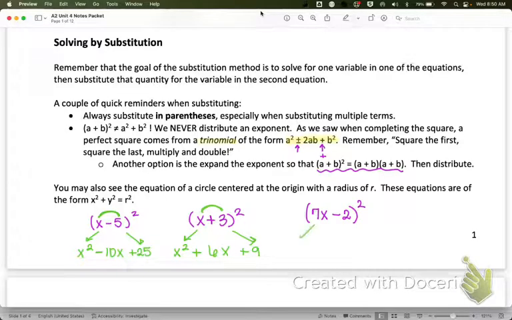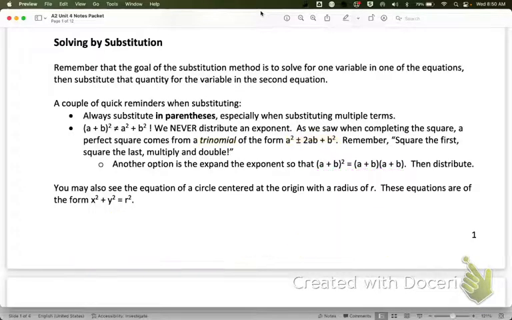When I square the first, we have to square the 7 and the x, so I get 49x squared. Square the last, I get plus 4. Now multiply and double. 7x times 2 is 14x, times 2 again is 28x, and we bring down the minus. So that's a really quick way to multiply them out, okay?